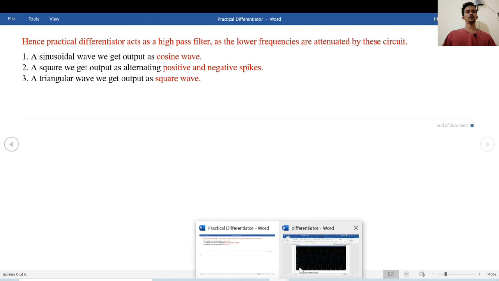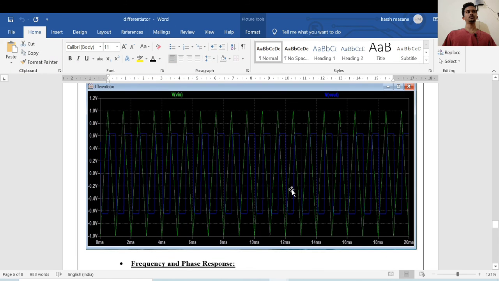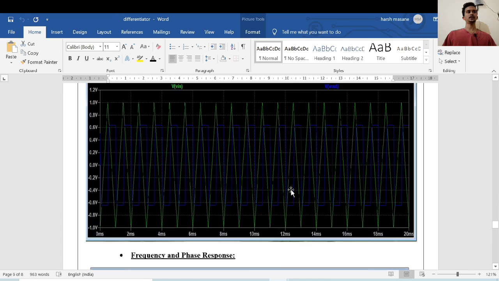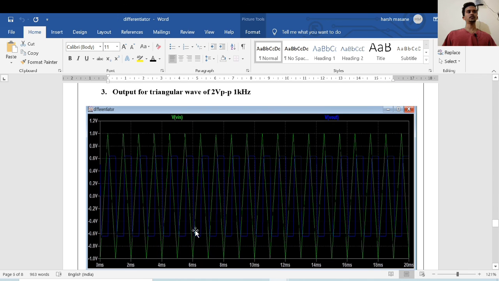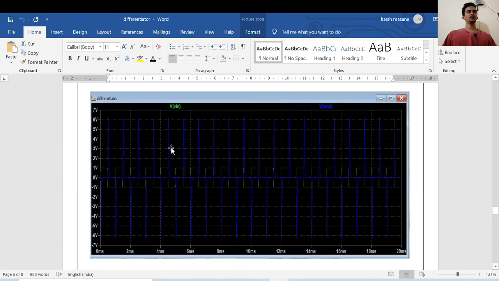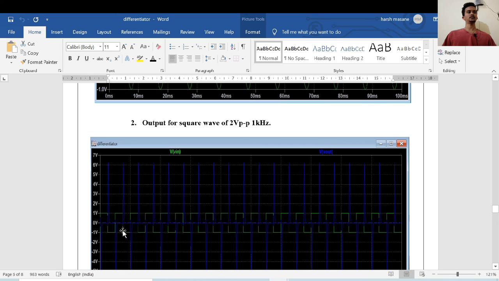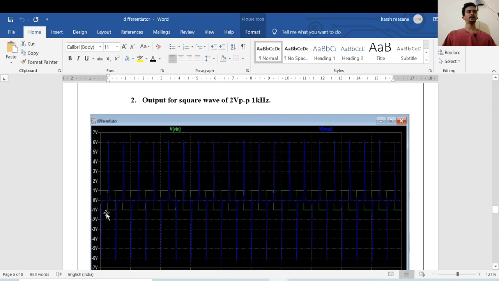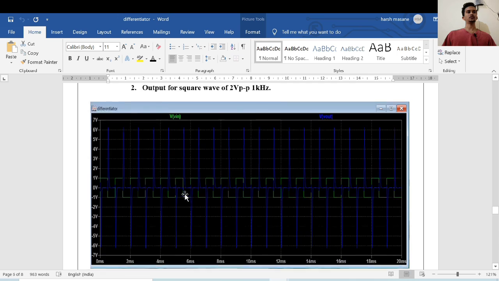So I have already taken the outputs. I will show it. So this is my input for triangular waves. So at output I get a square wave, and for square waves, this is my square wave, I get alternating negative and positive spikes.